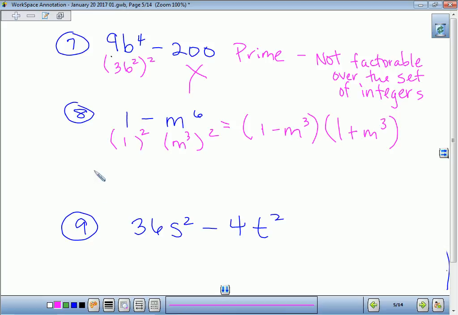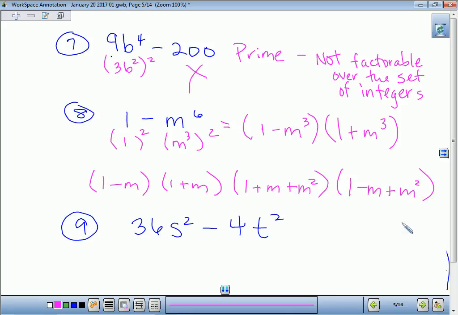You know what? I'll show it to you. It's 1 minus m, 1 plus m, 1 plus m squared, times 1 minus m plus m squared. There we go. Now this factors to that, and Monday you'll figure out how to do that. It's not hard.